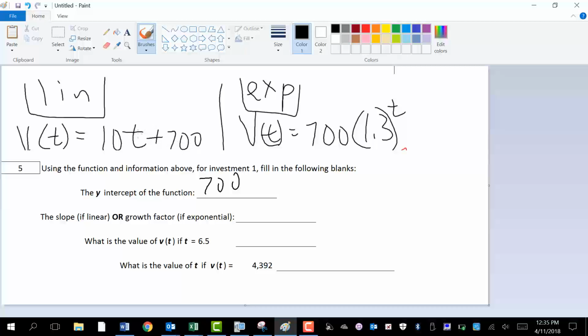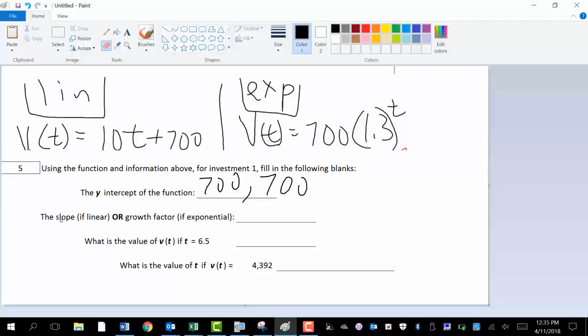When you have a linear function, it's the same process. You could plug in a 0 for t and figure out what's left over in this side of the equation. Now, 10 times 0 would be 0. 0 plus 700 would be 700, so it would still be 700. So it's what's left over here. So again, it's the constant. The y-intercept is the constant in the equation for a linear function, and it's the coefficient in an exponential function.